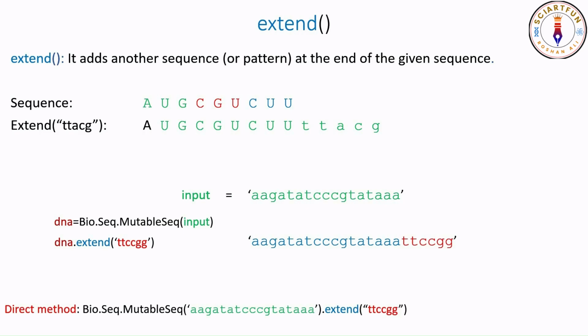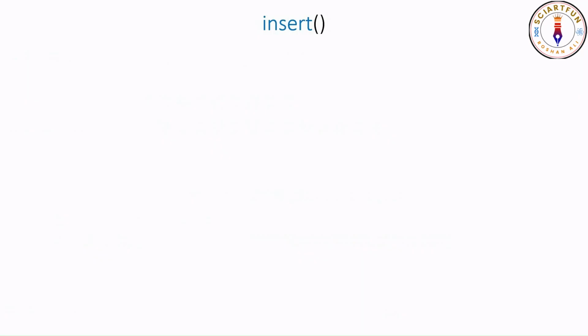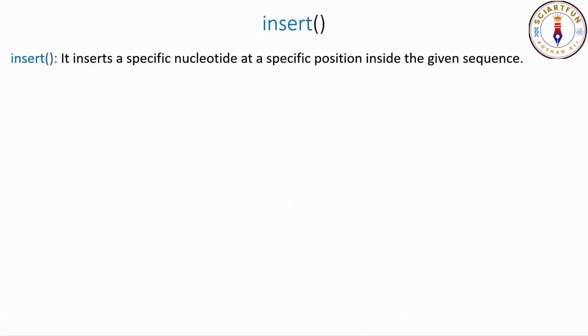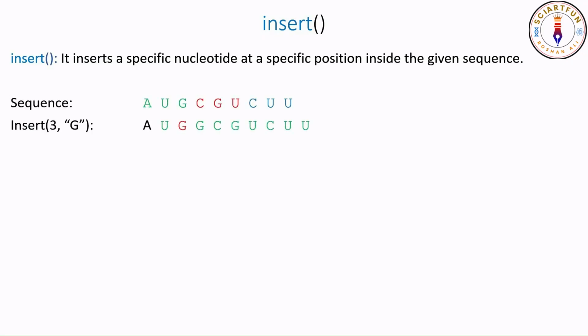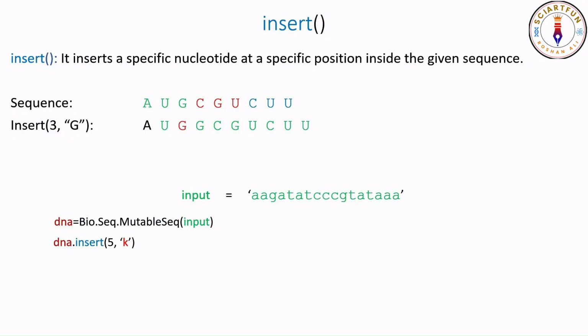With append and extend methods, you can only add nucleotides at the 3 end. You cannot insert a nucleotide at a specific position inside the given sequence. For this purpose, you use the insert method. Insert method requires 2 arguments. The first argument shows the position where you want to insert a nucleotide, and the second argument is the nucleotide which you want to insert at that specific position. Suppose this is your input sequence. You want to insert K at 5th position. Use this command. K will be inserted at the 5th position.